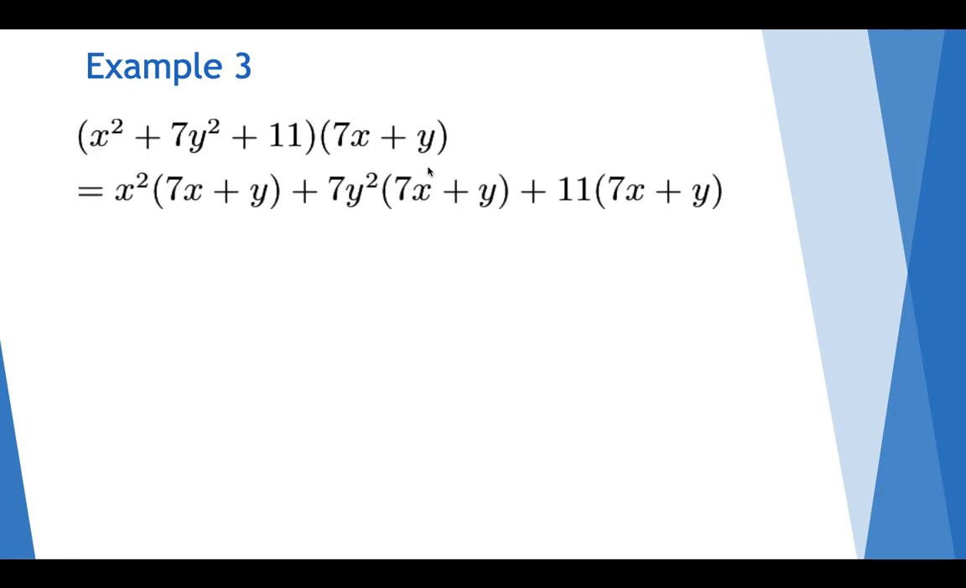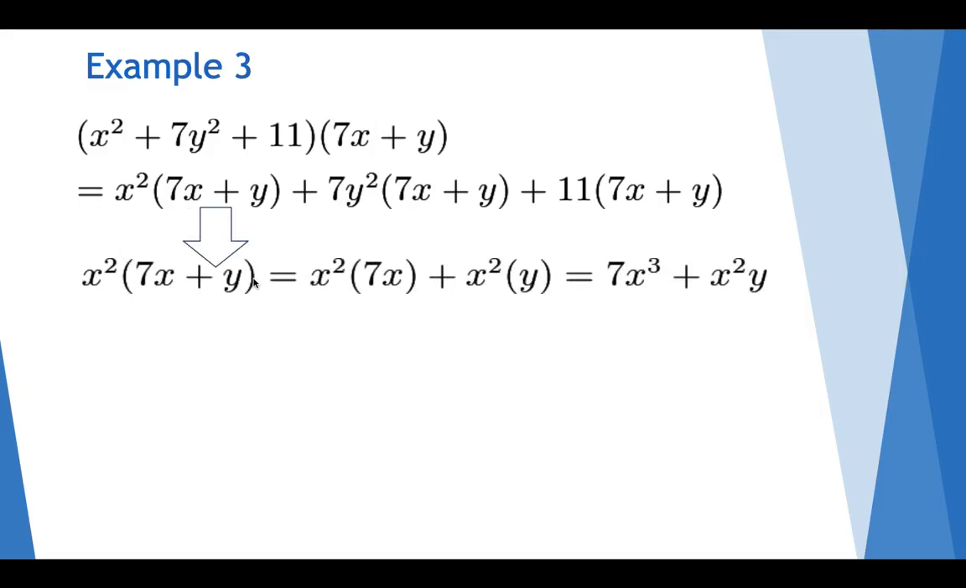Instead of having this mess, we can distribute out x squared plus 7y squared plus 11 to this binomial and get x squared times 7x plus y plus 7y squared times 7x plus y plus 11 times 7x plus y. Just the distributive property adapted. Now when we multiply these out, x squared times 7x plus y equals x squared times 7x plus x squared times y. This here will become 7 times x squared times x, which is 7x cubed, and then x squared times y can't be simplified, so that's just x squared y.